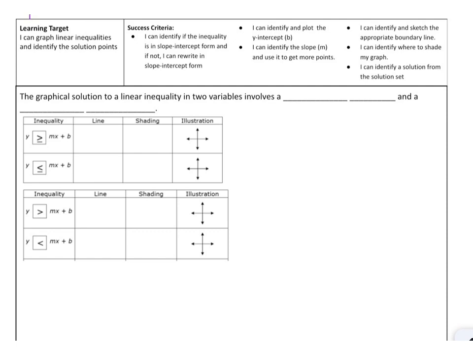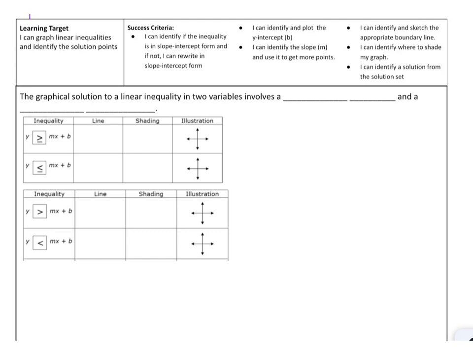But today we're looking at graphing linear inequalities, and we're going to be able to identify the solution point. So instead of graphing a linear function or equation where we just have a line, we're going to graph a linear inequality, which is where it's not y is equal to something, it's y is less than or greater than or less than or equal to or greater than or equal to.